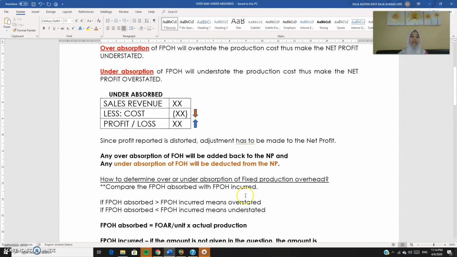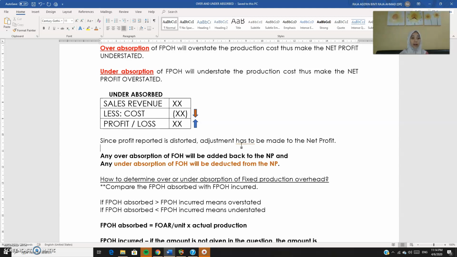Simple example. How do you calculate the profit or loss? It will be your sales revenue less your cost, which gives you a profit if it is positive and a loss if negative. So assuming you have a profit situation, sales minus cost gives you profit. What happens if your cost is higher? Of course, your profit will be lower. And the other way around, if your cost is lower, then your profit will be higher.